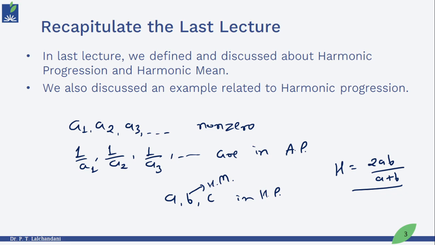So once again, what do we mean by harmonic progression? The numbers, non-zero numbers in fact, because we are taking reciprocals here. That's why A1, A2, A3 must be non-zero. The numbers A1, A2, A3 are said to be in harmonic progression if their reciprocals are in arithmetic progression. We also discussed an example. We took two different numbers in terms of x and y, and tried to find the harmonic mean of these two given numbers. Let us continue discussing the examples on harmonic mean.